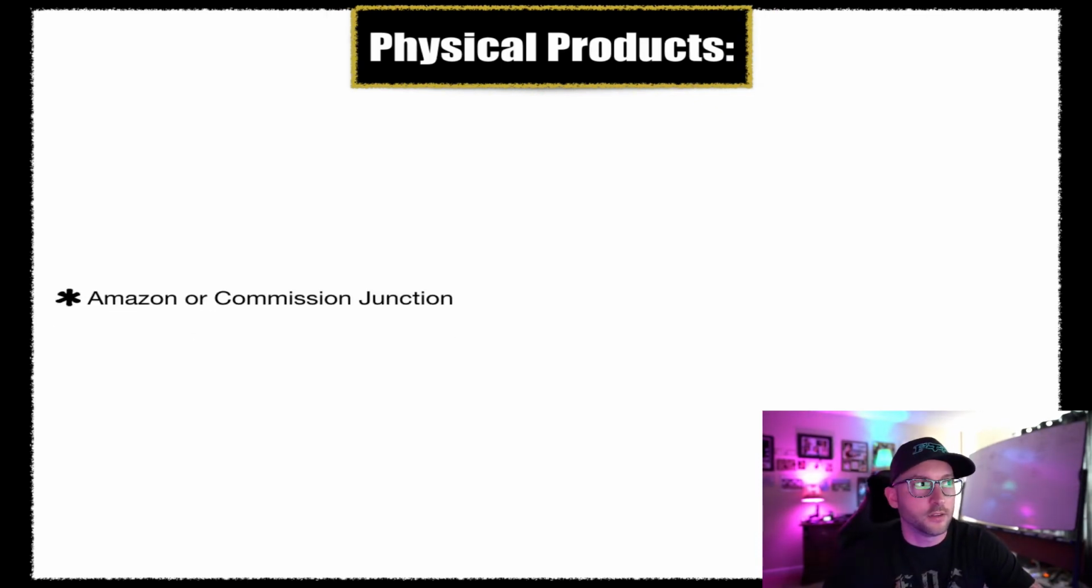Now, physical products. As I said before, physical products work for certain niches better. So the best places are hands down Amazon.com and then Commission Junction, which is CJ.com. Now, here's something you have to keep in mind. With big brands like Amazon and Commission Junction, I see a lot of people in different tutorials talking about how easy it is to get approved. All you do is just sign up.